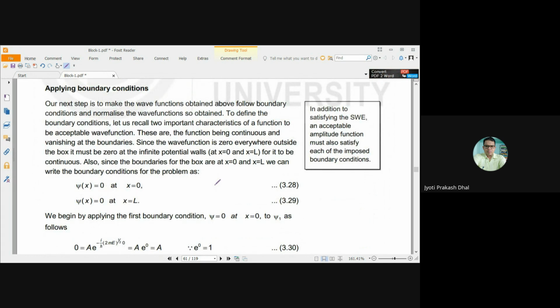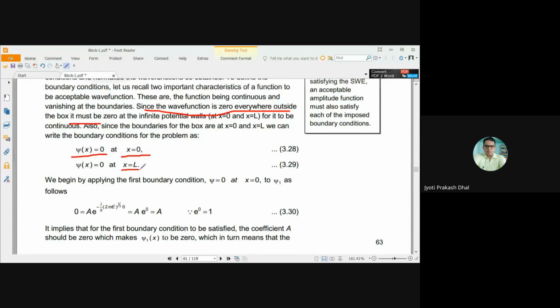So the boundary condition: since the wave function is 0 everywhere outside the box, the wave function will become 0 on the boundary. That means when x equals 0, psi x will be equal to 0, and similarly when x equals L, psi x is also equal to 0. So these are the boundary conditions.